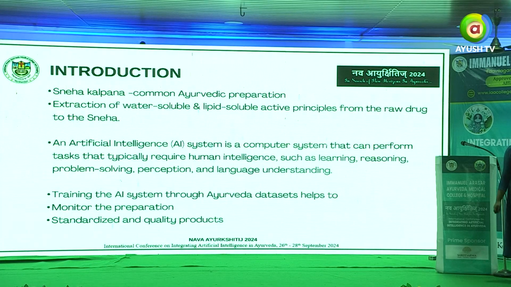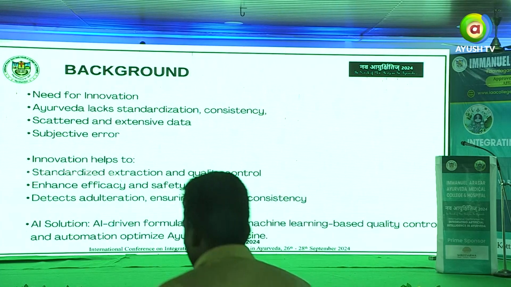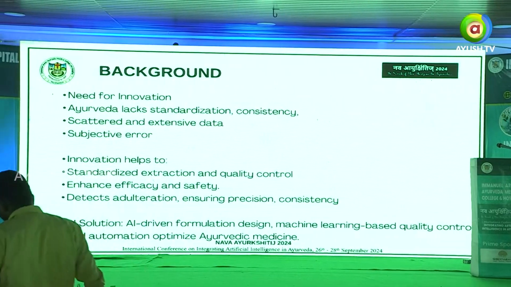As we all know, artificial intelligence is something which tries to mimic human intelligence. So training the AI system through Ayurveda data sets helps to monitor the preparation and standardize quality products. So why we need it is included as a background. Need for innovation is Ayurveda lacks standardization and consistency.